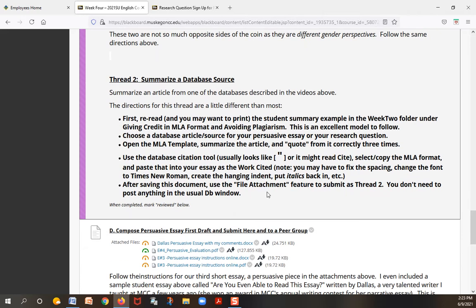You'll be summarizing a database source. So you want to summarize an article from one of the databases described above. And I would recommend that you use one of the articles from your persuasive essay, or one that addresses your research question. That way, you're not only summarizing the article, but you're killing 2 birds with 1 stone. You're going to end up using some of that in your essay, so you don't have to do something brand new.